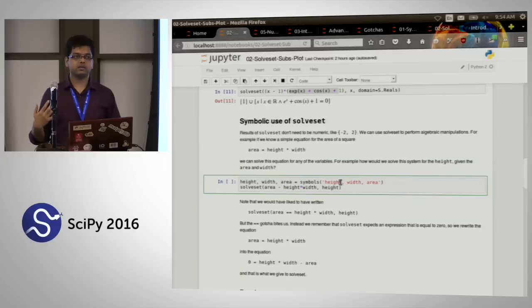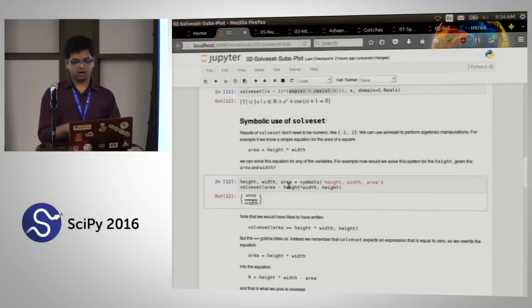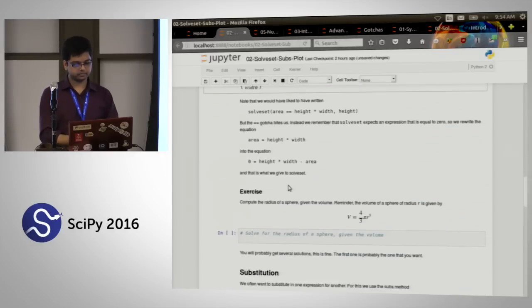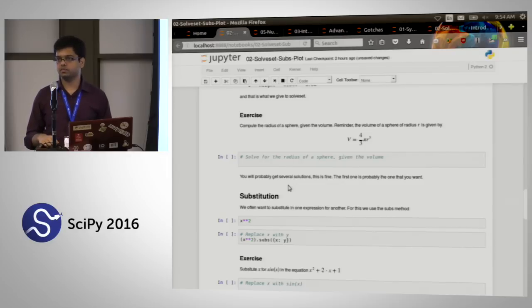When you're trying to use solve set, you don't have to have the equation in numbers. The equation can be in symbols. So here we are defining 3 symbols: height, width, and area, and we can try to find out what the height is given area and width. It gives area divided by width. Here's an exercise for you: try to find the radius of a sphere given the volume.